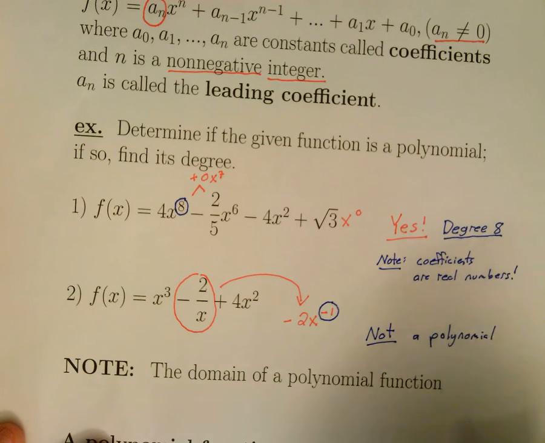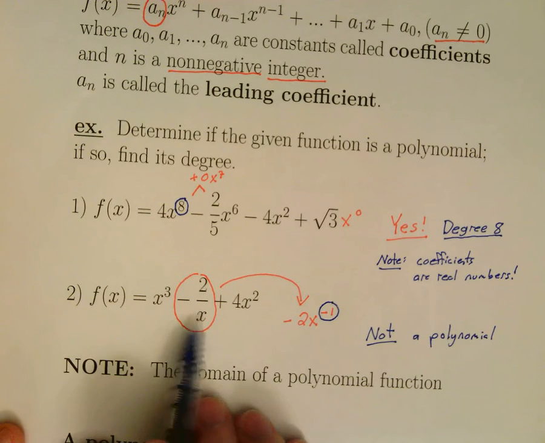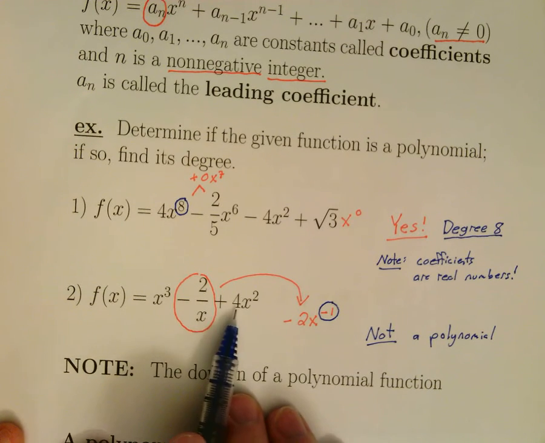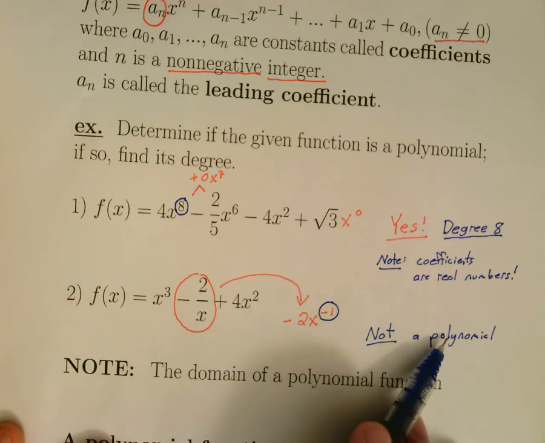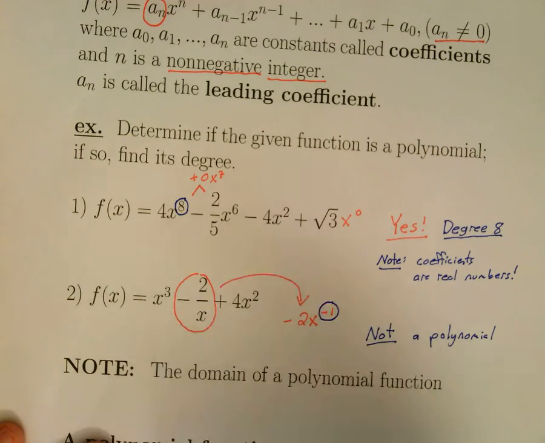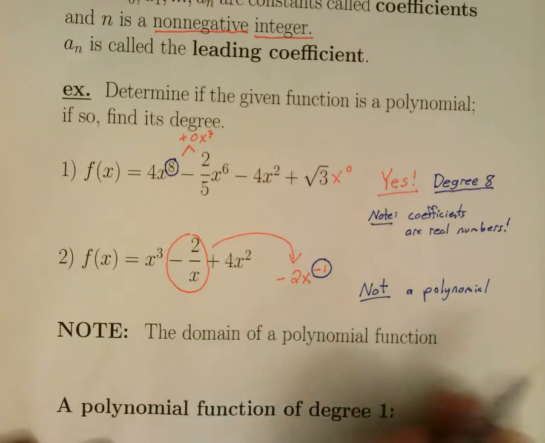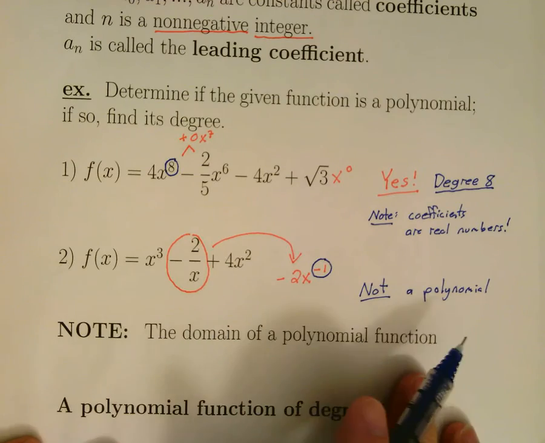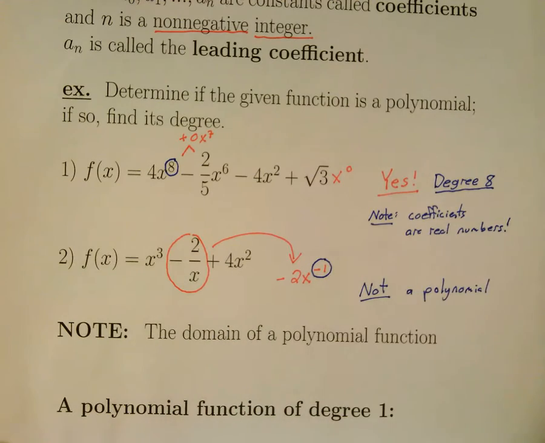Now, a couple things. One is, as soon as one term's not a polynomial, the whole thing is not a polynomial. So I don't have to keep going and keep checking all the other terms. As soon as one's not a polynomial, I'm done and I can stop. Also, it doesn't make sense to talk about a degree if it's not a polynomial. So the degree, I can't answer that because it's not a polynomial.